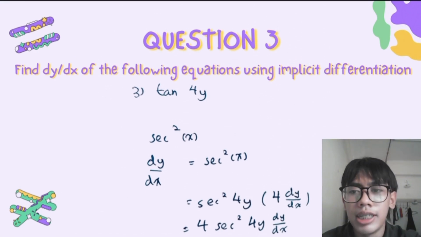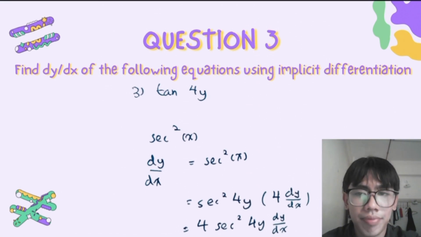Finally, the third term is minus tangent of 4y. Since this is a function of y, the derivative of tangent is secant squared, and the derivative of the inner layer for y is 4. Because of implicit differentiation, we must attach dy over dx. This gives us minus 4 secant squared of 4y times dy over dx.